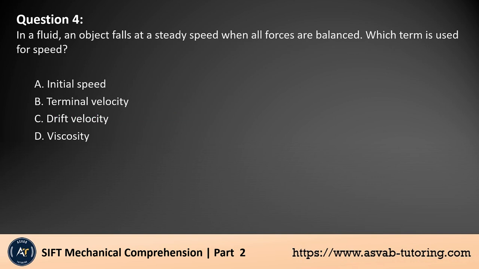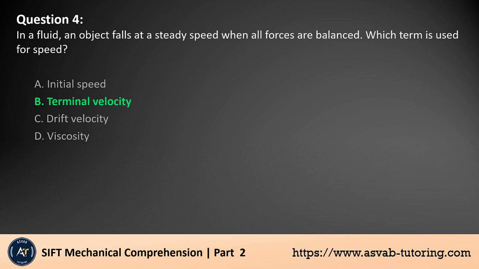Question 4. In a fluid, an object falls at a steady speed when all forces are balanced. Which term is used for this speed? A. Initial speed. B. Terminal velocity. C. Drift velocity. D. Viscosity.